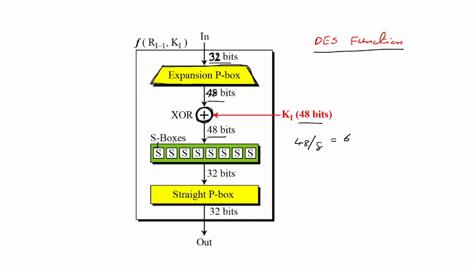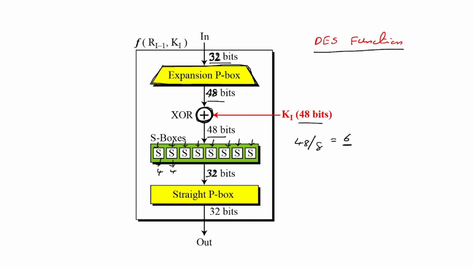These are all S boxes. 8 S boxes are there. 48 bits will be given as the input to 8 S boxes. Each S box has an input size of 6 bits and the output is 4 bits. So total 8 S boxes are there. 8 fours are 32. So 48 bits will become 32 bits with the help of S boxes.